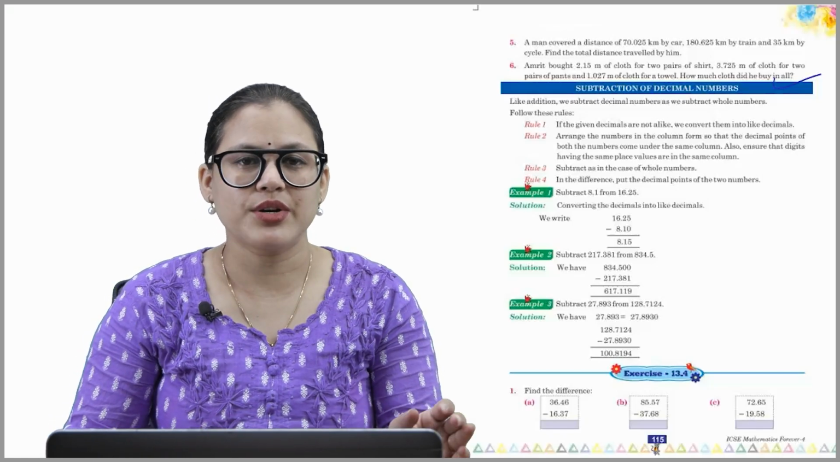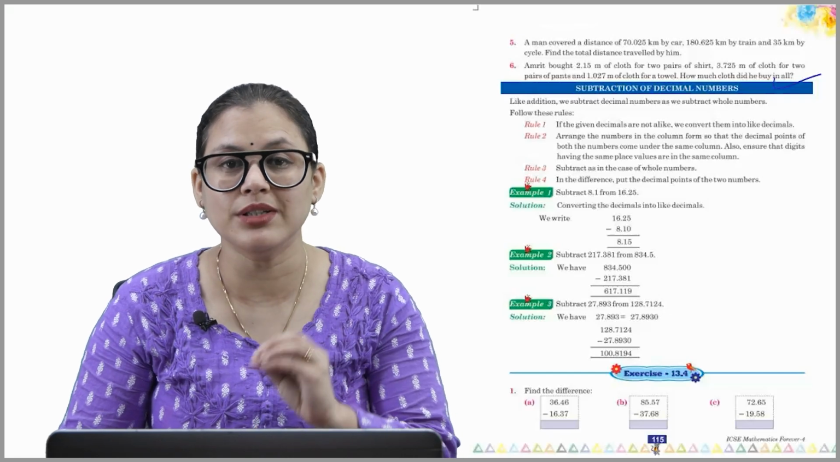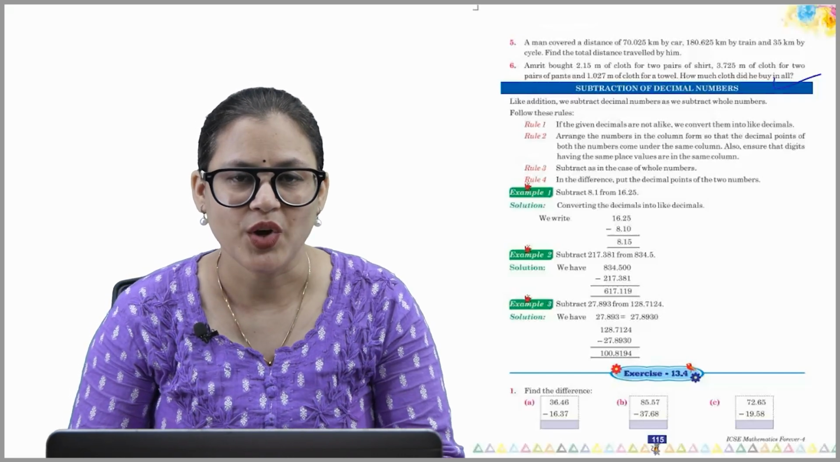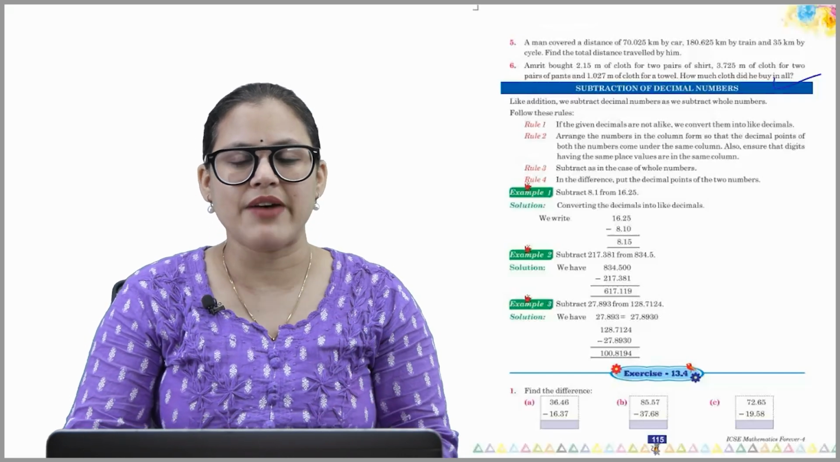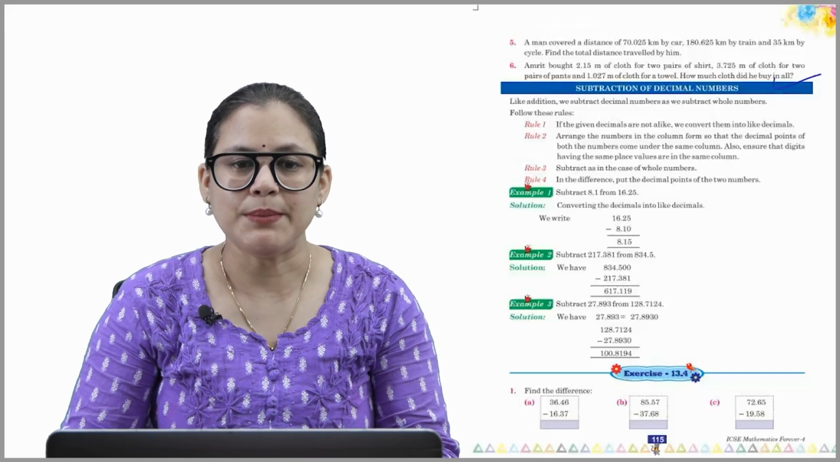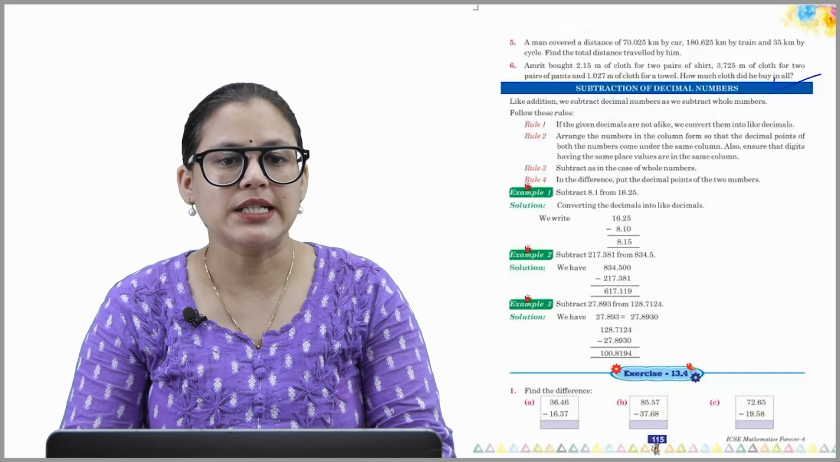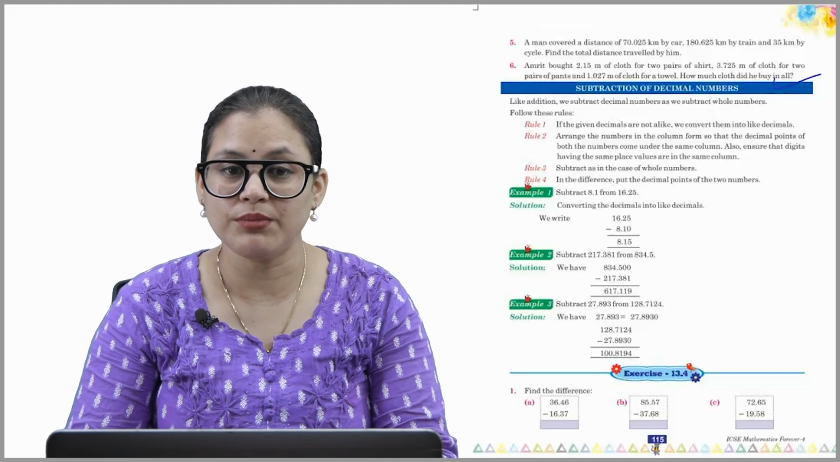Rule number 2, arrange the numbers in the column form so that the decimal points of both the numbers come under the same column. Also, ensure that digits having the same place values are in the same column. Rule 3, subtract as in the case of whole numbers. Rule 4, in the difference, put the decimal point below the decimal point of the two numbers.